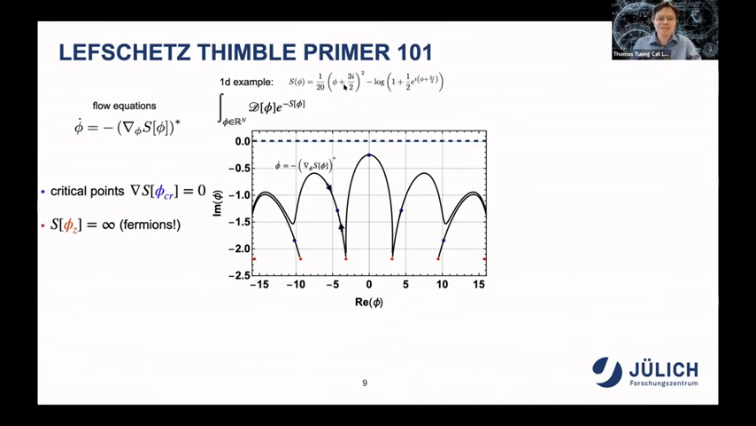The whole premise behind Lefschetz thimbles is similar to what we heard yesterday. The idea is that we want to first consider the line integral of dφ e to the minus S, with this action here.